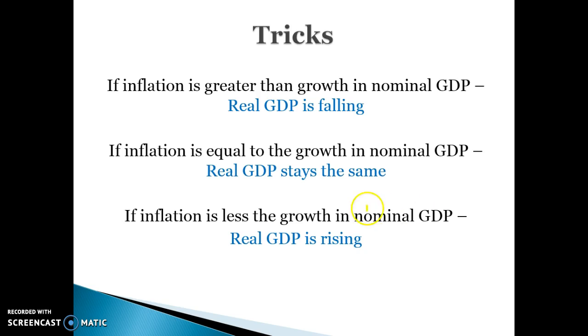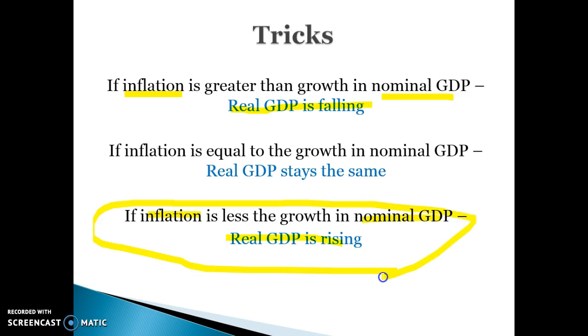Okay, so some tricks. If inflation is greater than growth in nominal GDP, real GDP is falling, because inflation is growing faster than nominal GDP. If inflation is equal to the growth in nominal GDP, real GDP stays the same, so if they were both 3%. And if inflation is less than nominal GDP, okay, real GDP will be rising. And that's what we have in Australia at the moment, and that's what we want. We want nominal GDP to be growing faster than inflation, because that means we're producing more.